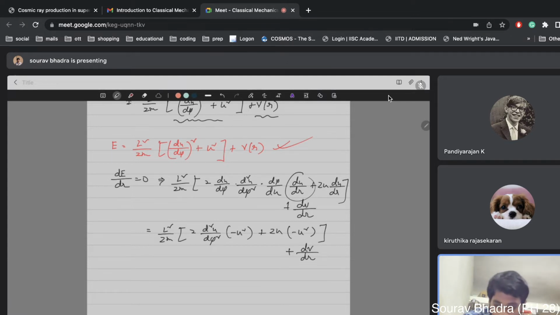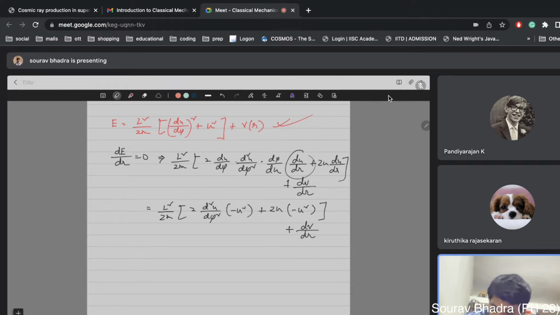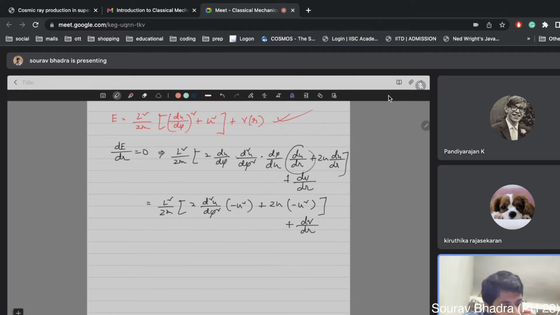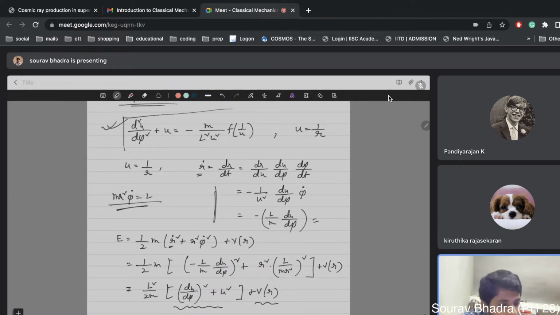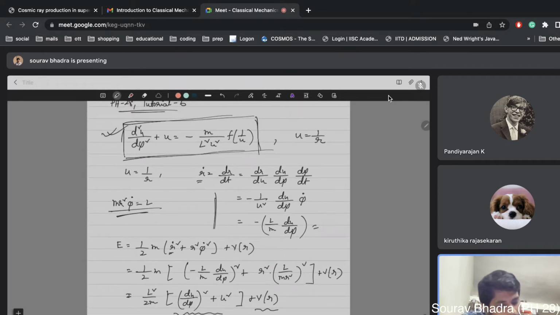Now, this is also an important result you should remember. What I have already done is this equation, the equation of motion of the particle. Now we can write f of 1 by u in terms of this left hand side.